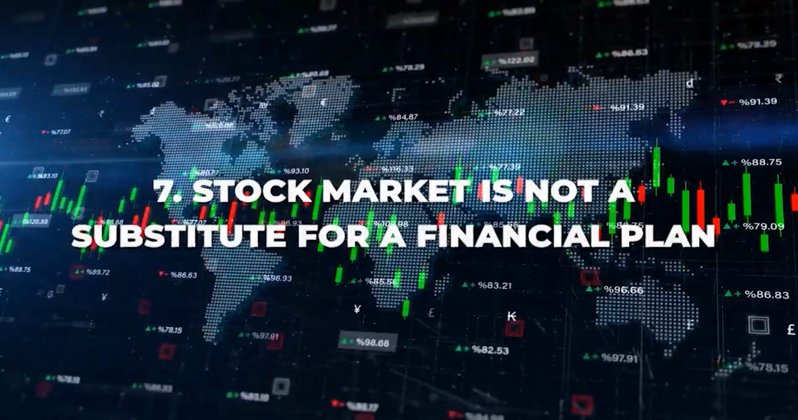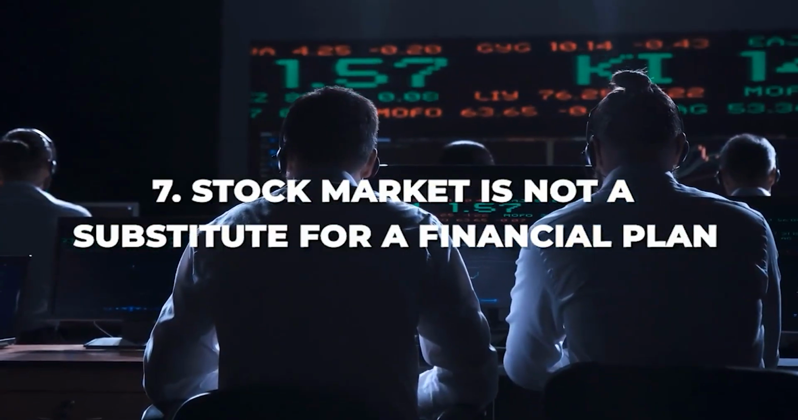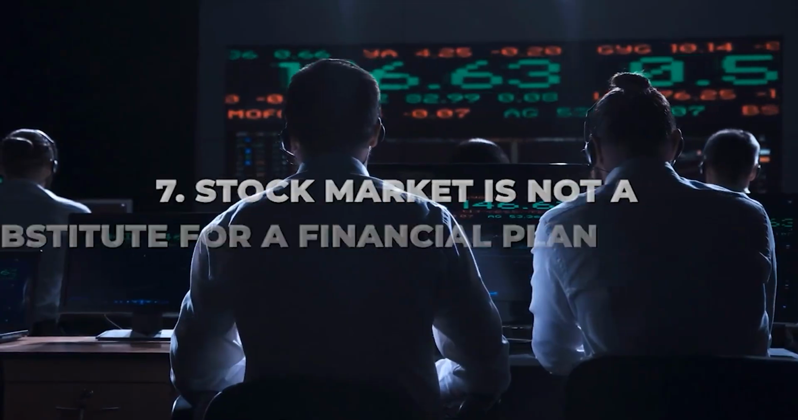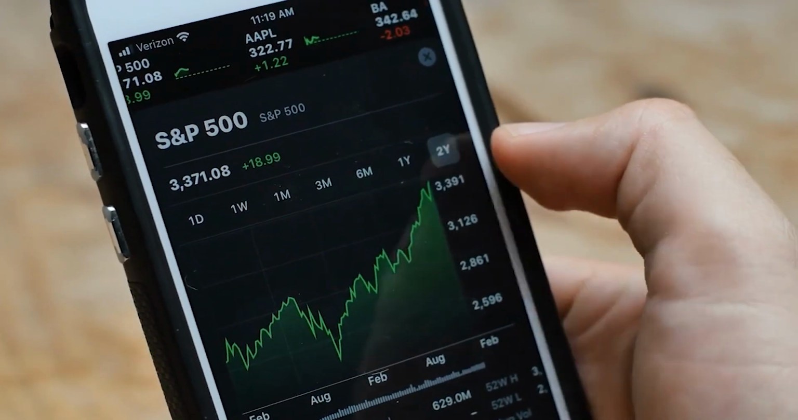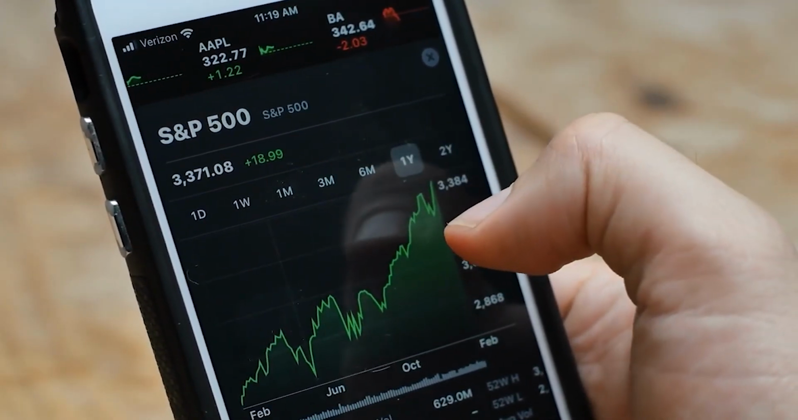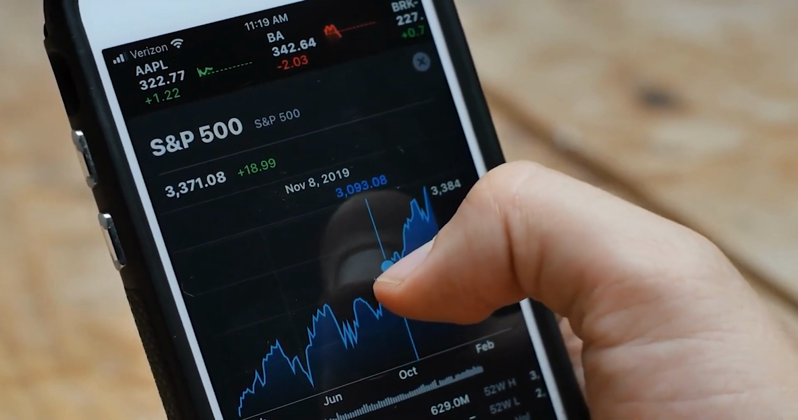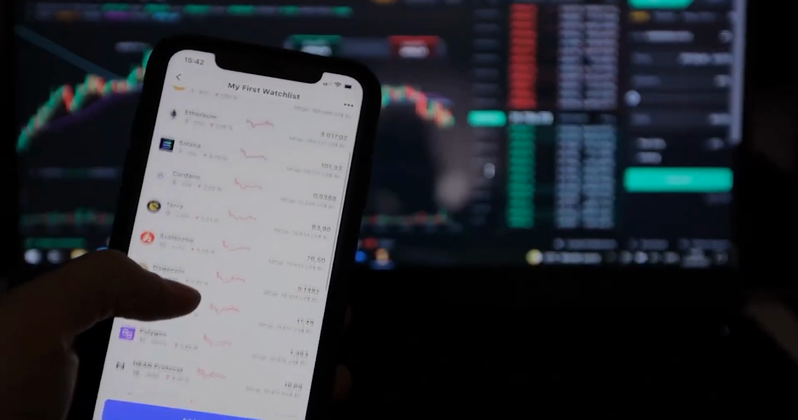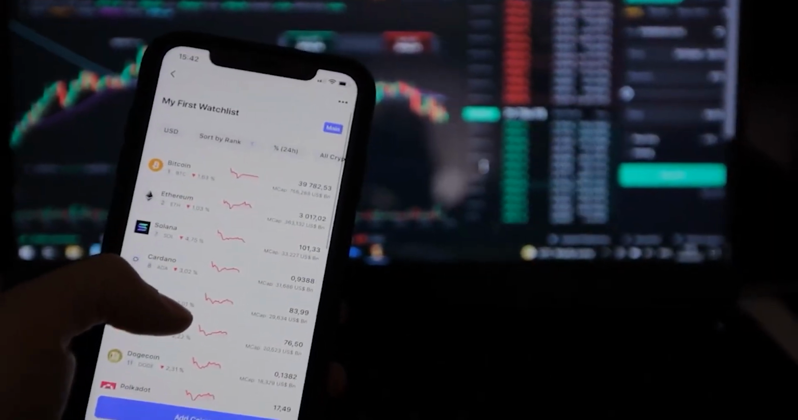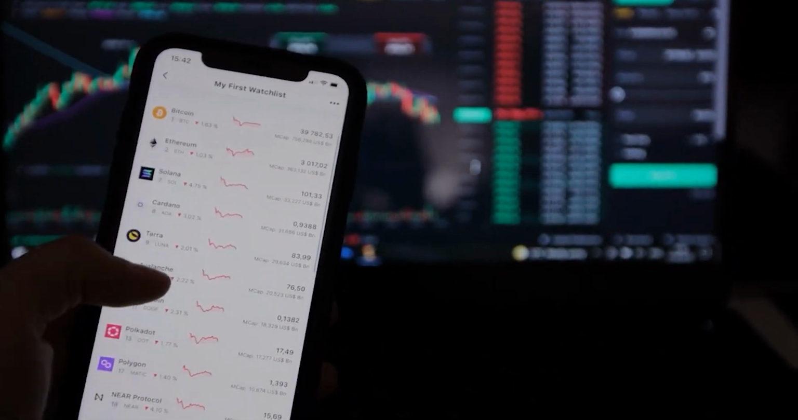Number 7, the stock market is not a substitute for a financial plan. Finally, it's important to remember that investing in the stock market is just one aspect of a comprehensive financial plan. Investors should also focus on other areas such as budgeting, savings, and retirement planning to ensure long-term financial stability.